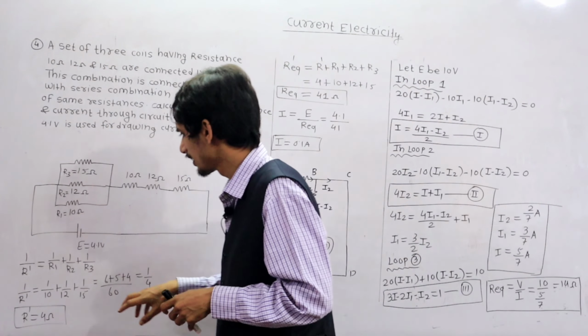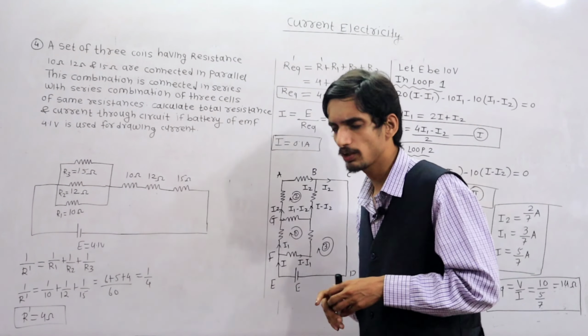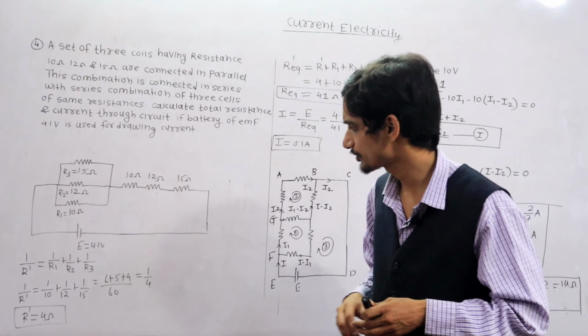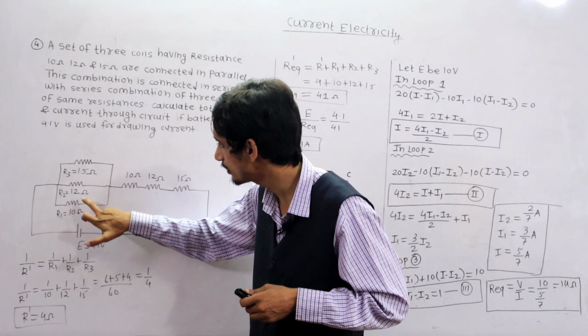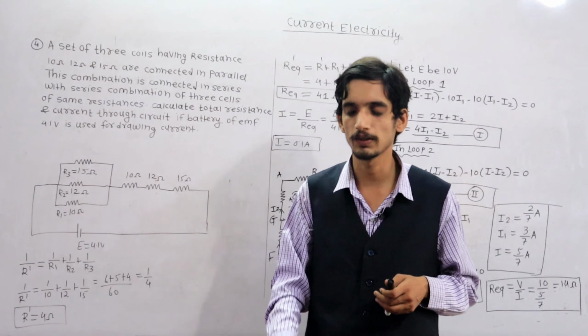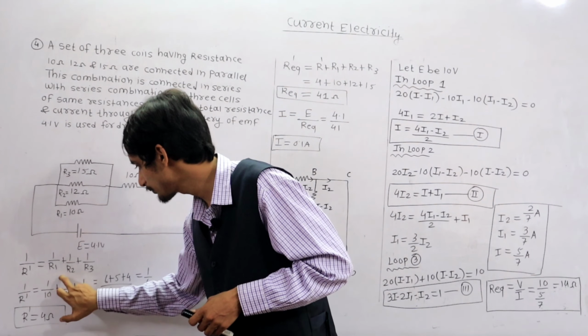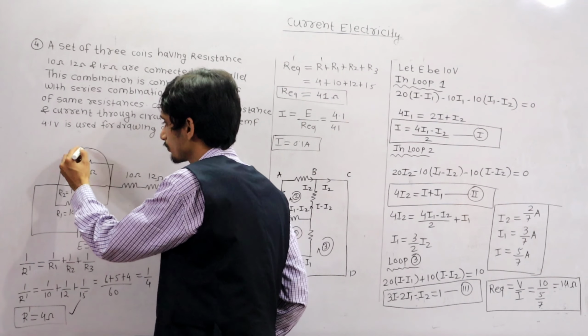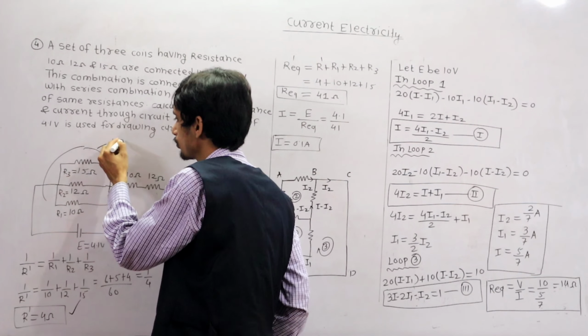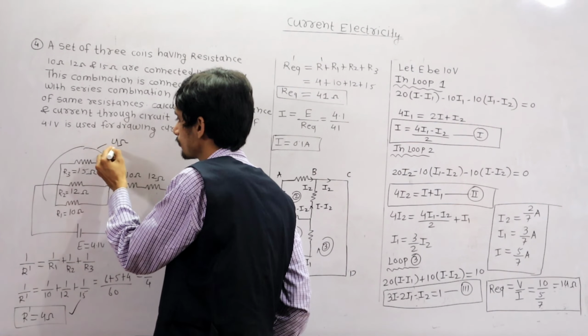Now listen here. If we want to calculate the total resistance, first of all 1 upon R dash is 1 upon R1 plus 1 upon R2 plus 1 upon R3, because these 12, 10, 15 are in parallel. That is, 1 upon R dash is 1 upon 10 plus 1 upon 12 plus 1 upon 15, which is equal to 1 by 4. So R dash is equal to 4 ohms because 1 upon R dash is 1 by 4. So the equivalent resistance of this combination which is in parallel is 4 ohms. Clear?